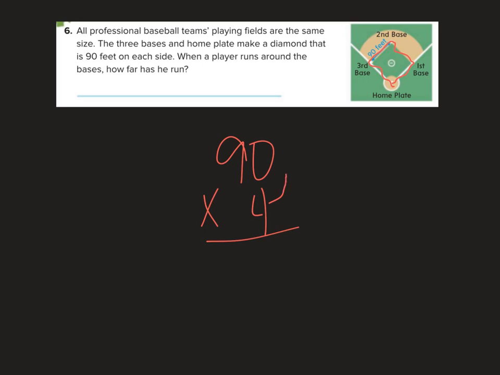So if I do 4 times 0, I would get 0. If I do 4 times 9, I get 36. So if a player runs all the way around the bases, they have run 360, what's my unit? Feet. All right.